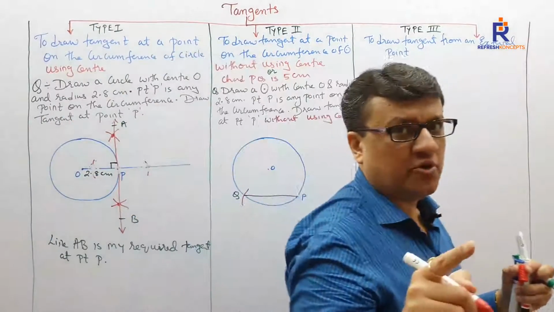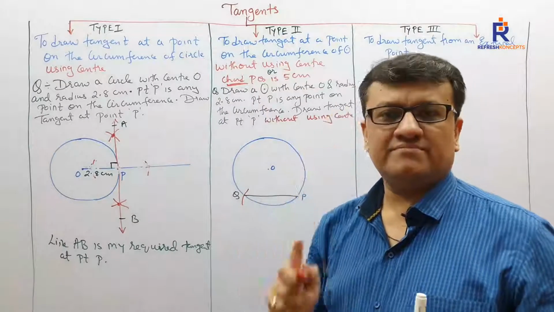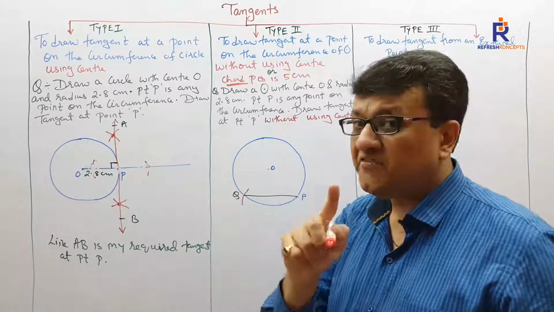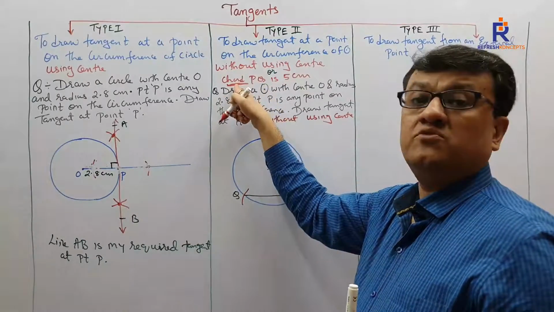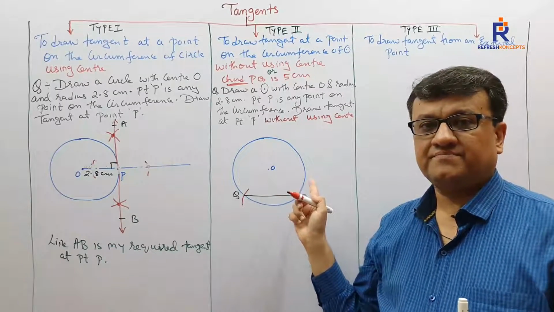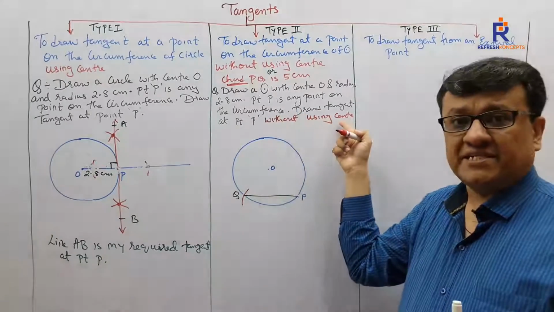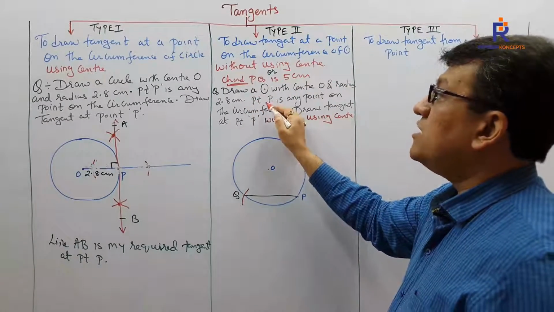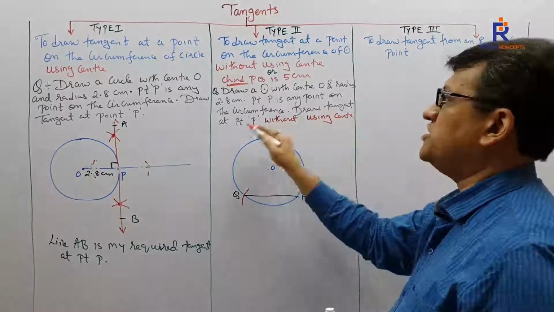If they say chord PQ, if you see the word chord, immediately you are going to say it is a type 2 sum. If this is not there, then they will give you without using center. And if this is not given, they will give you chord. Either of the things has to be there for the sum to be a type 2 sum. Are you getting me? So here in my question, I have used the words without using the center. So they might set a question: draw a circle with center O, radius 2.8, point P is any point on the circumference of the circle, chord PQ is 5 centimeter, draw tangent at point P.